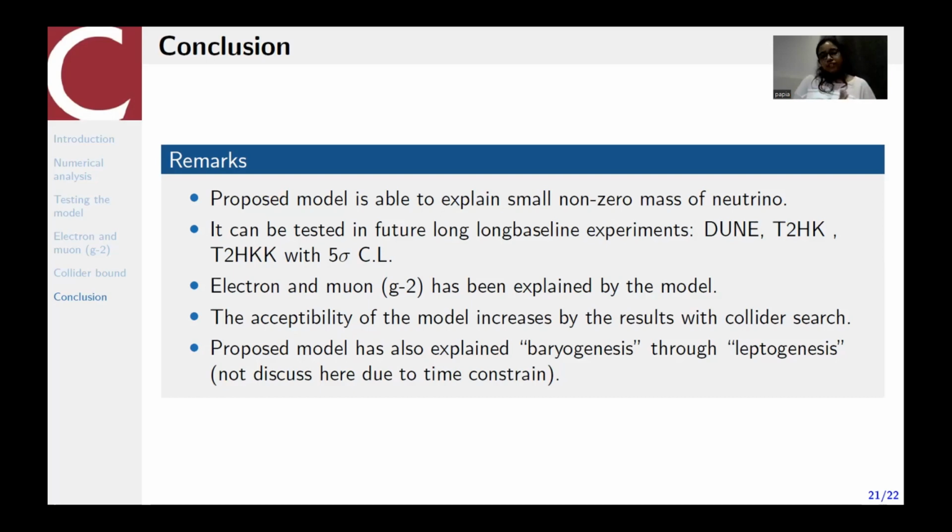Now, electron and muon g-2 have already been explained by the model simultaneously, and the acceptability of the model increases with the results of the collider search. And also we have tested baryogenesis through leptogenesis, but I did not discuss that here due to time constraint. So leptogenesis, muon g-2, electron g-2, collider search, as well as the neutrino mass and testability, all these things can be done in one model only, which we have taken as the U(1)_{B-L} and U(1)_{L_e-L_mu} extension of the standard model. So I think the next slide is thank you.